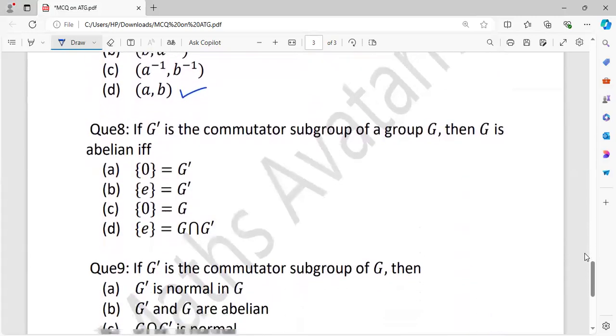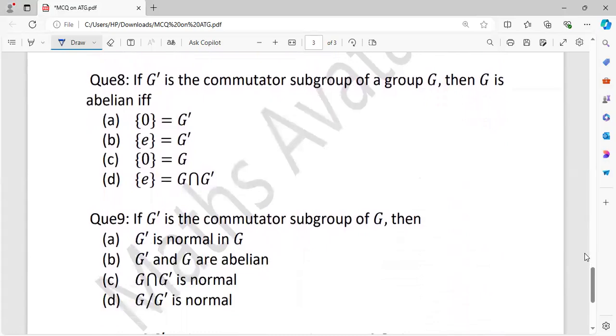So question number 8, if G dash is the commutator subgroup of a group G, then G is abelian if and only if the commutator subgroup is nothing but contains only the identity element. So this is option number B is correct. Okay.